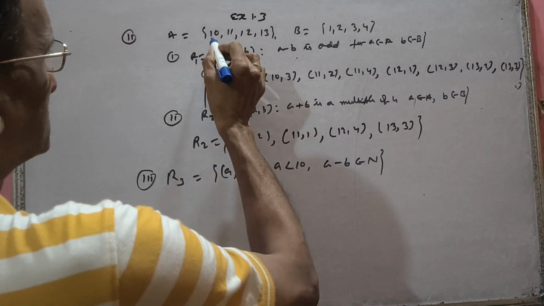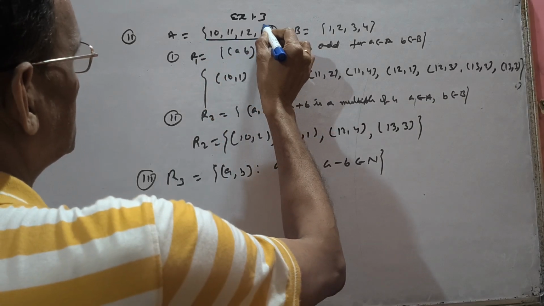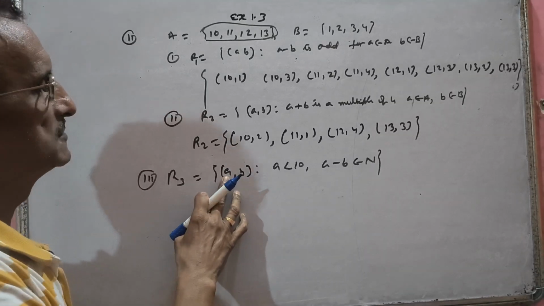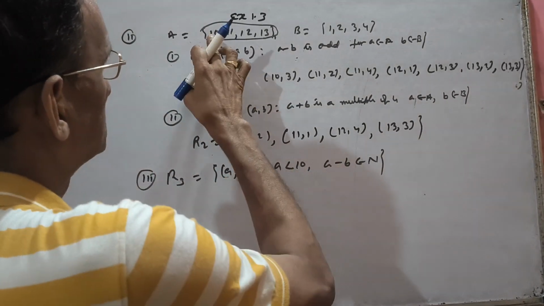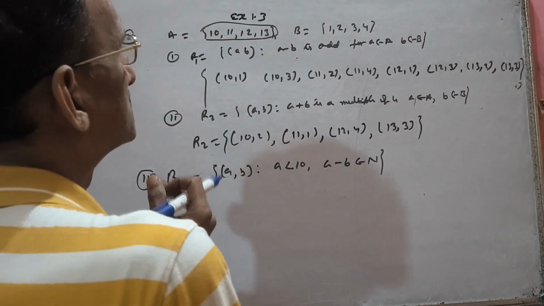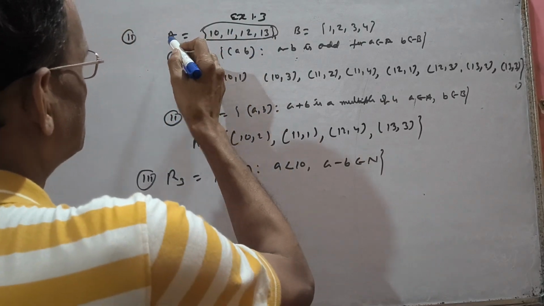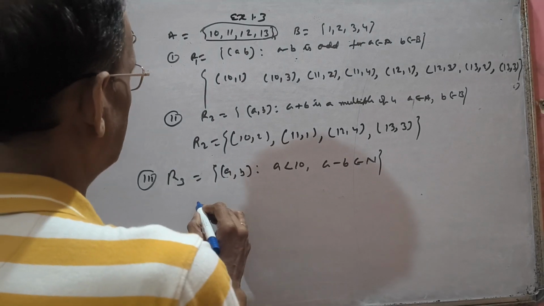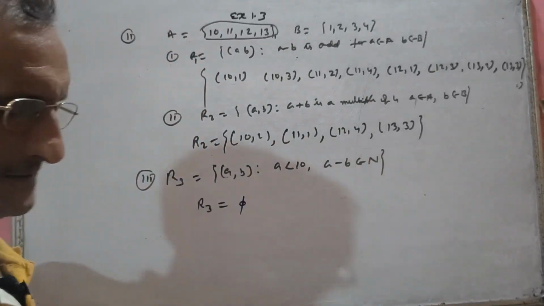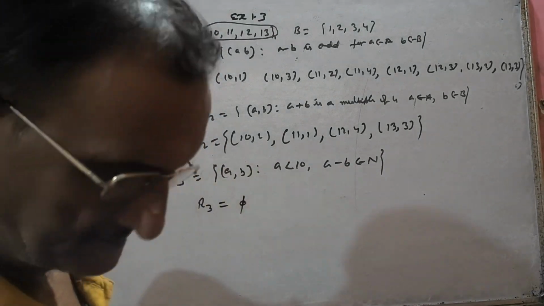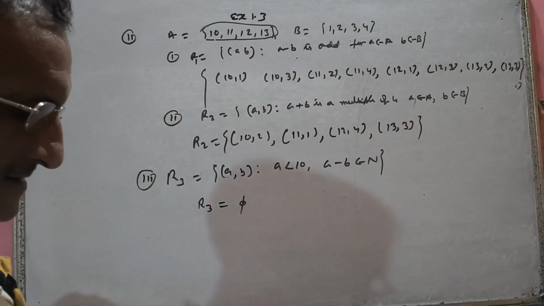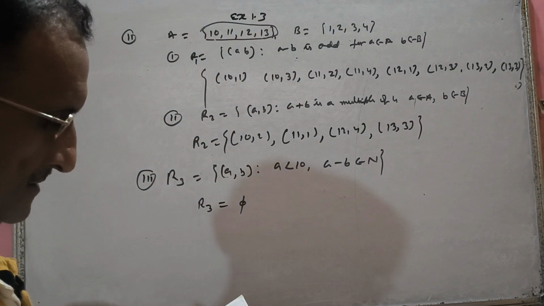Less than 10, so I can't find anything less than 10 here. See, A, the first component of each order pair, should be less than 10. There is no number which is less than 10 in the first set, so you can't form any order pair. So R3 will be equal to a null set. Understood? See, everything is equal to 10 or greater than 10. Order pairs will not be formed. So that's all.